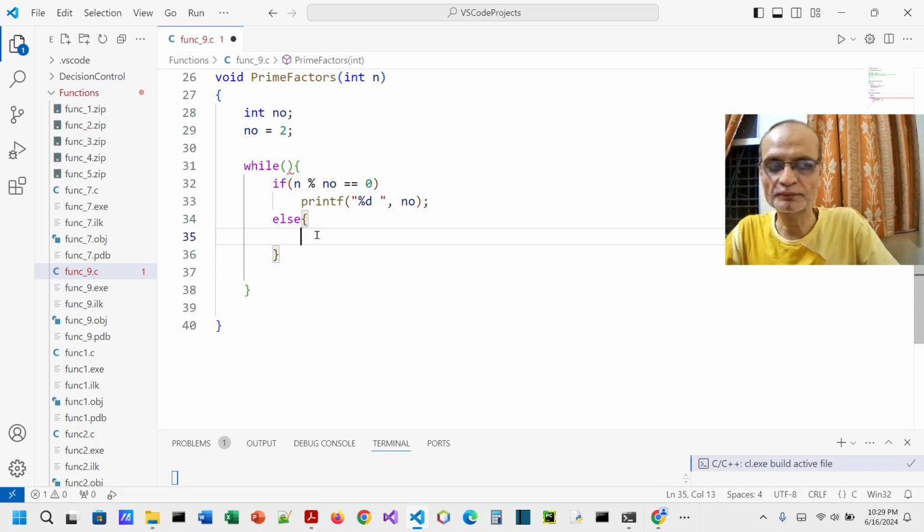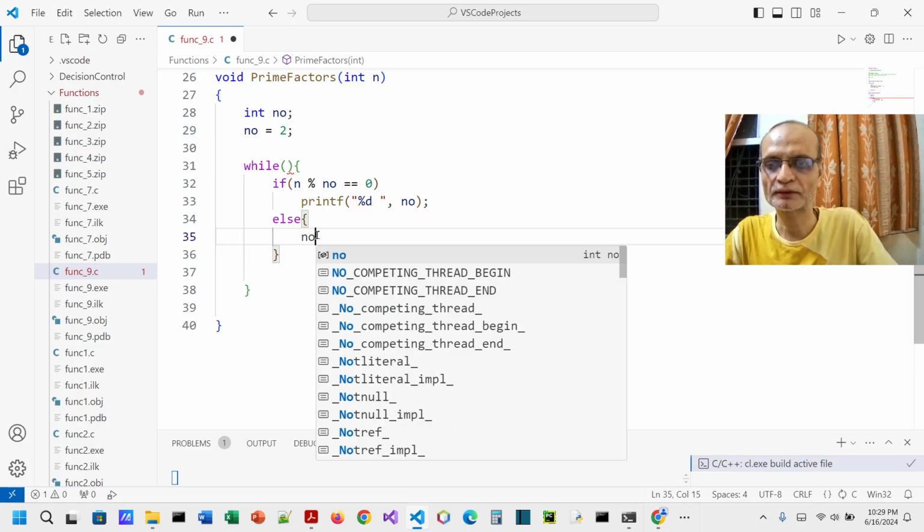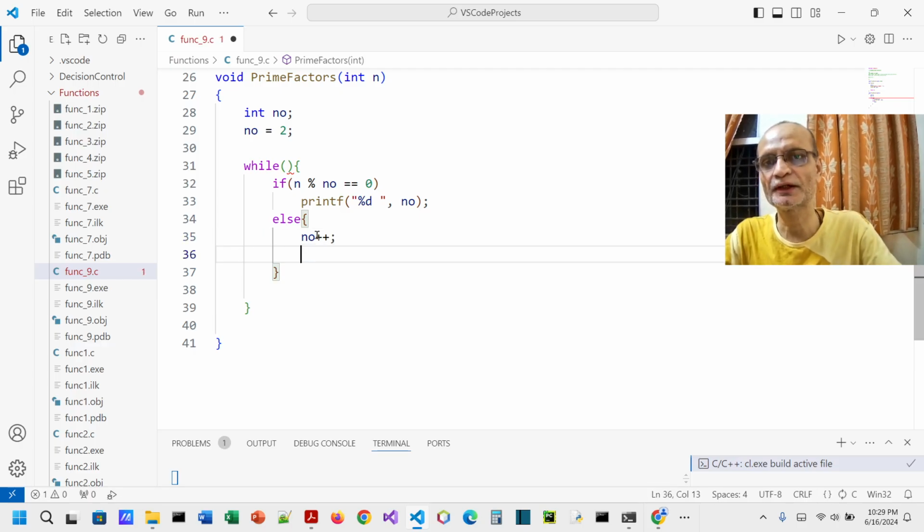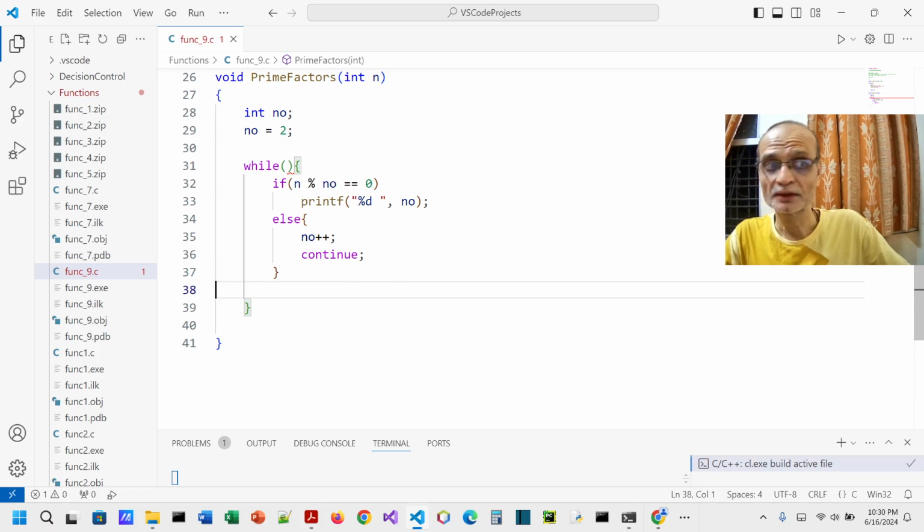So now you first increment the number, no plus 1, no plus plus you can write. And then you don't want to do anything else in this loop. Why? Because it's not divisible, so you need to proceed and once again do this modulus check. So here you write continue. When you say continue, as we have learned, the next lines in the code will not execute.